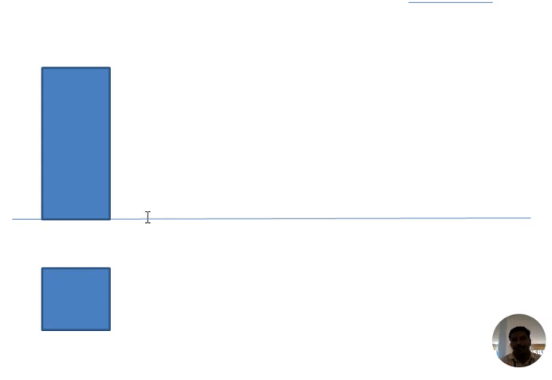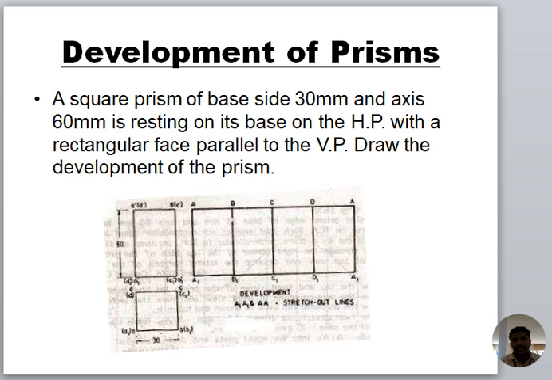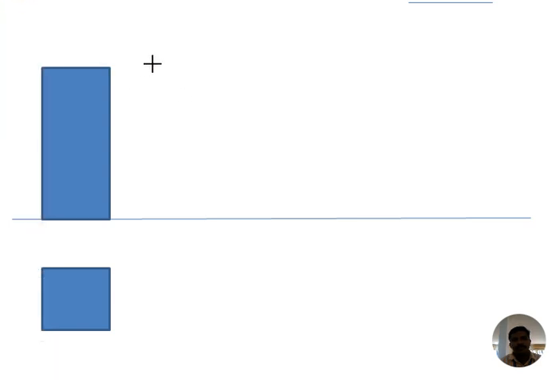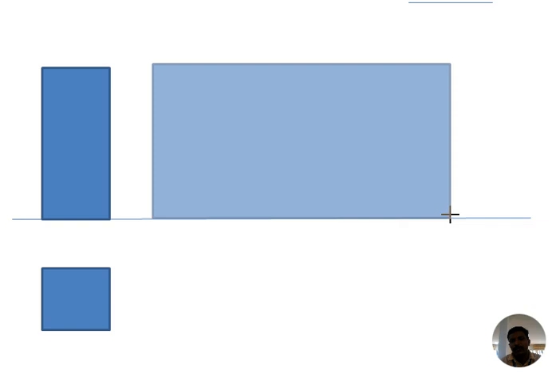120 mm is the length and the width, the height, is 60 mm. To draw the rectangle of 60 mm height and 120 mm width, that means 12 centimeters, we divide this 120 into every 30.